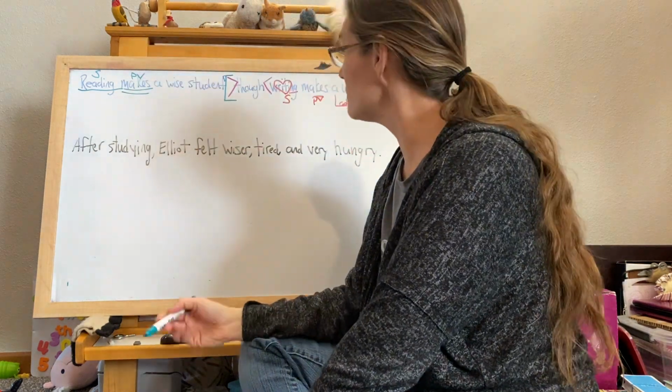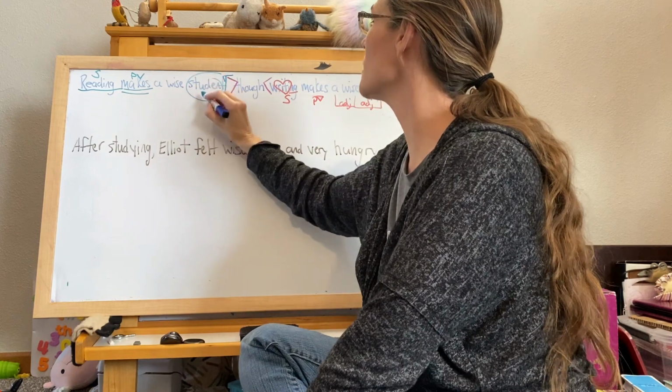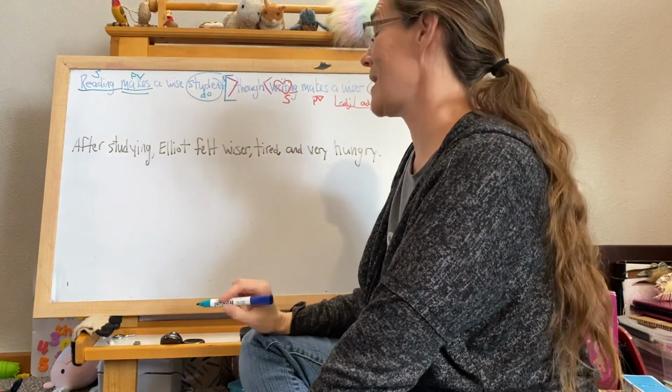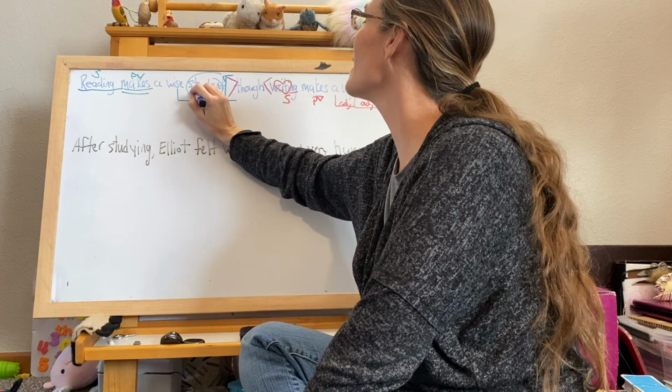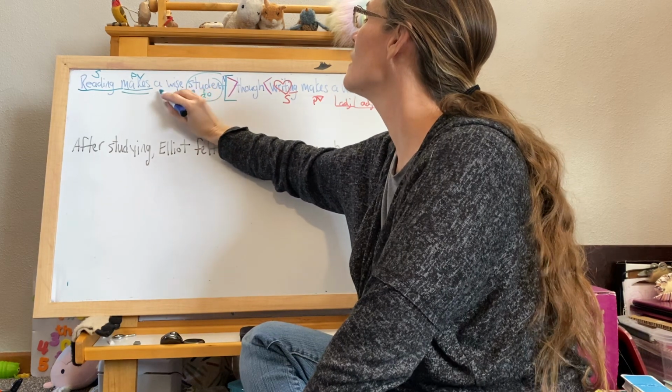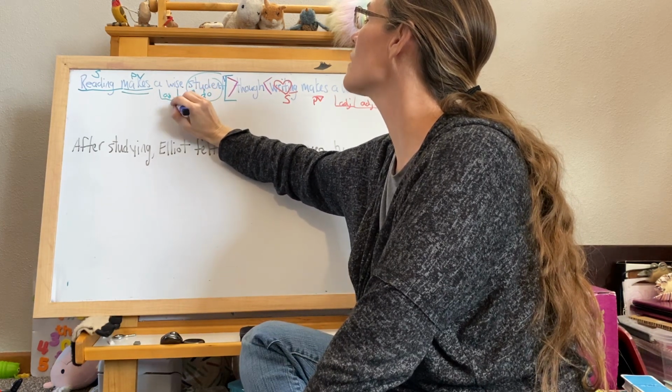Makes who or what? A student. This is our direct object. What kind of student? Wise. This is an adjective. A is another article.